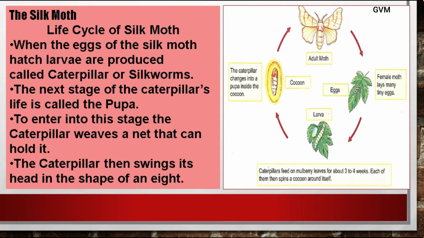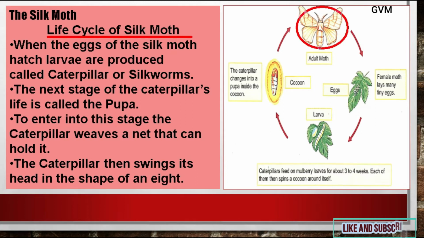Now students, let's understand how silk fiber is obtained from this silkworm. So for this, let's discuss the life cycle of the silk moth. Now students, as you can see here, this is the adult female silk moth. Students, when the eggs of this adult silk moth hatch, they produce larvae called caterpillars or silkworms.